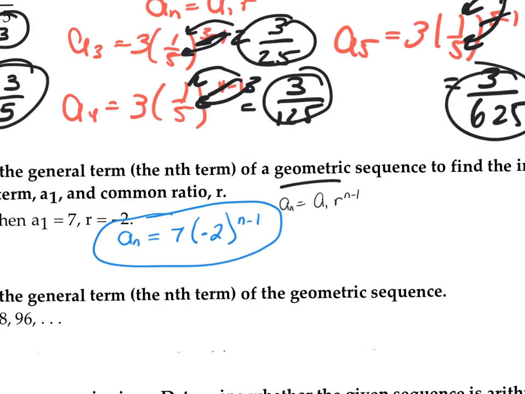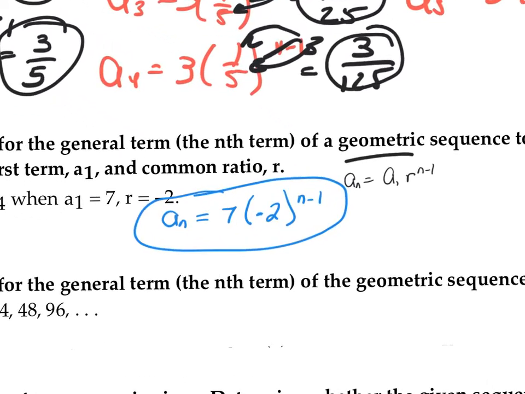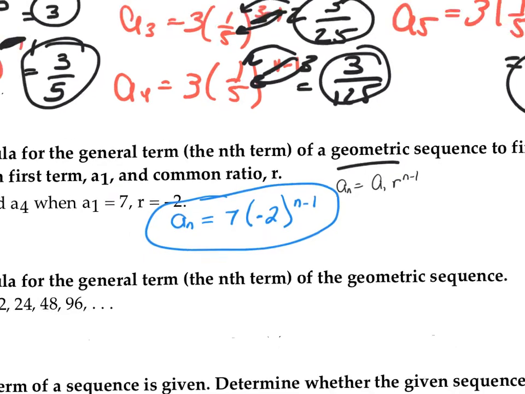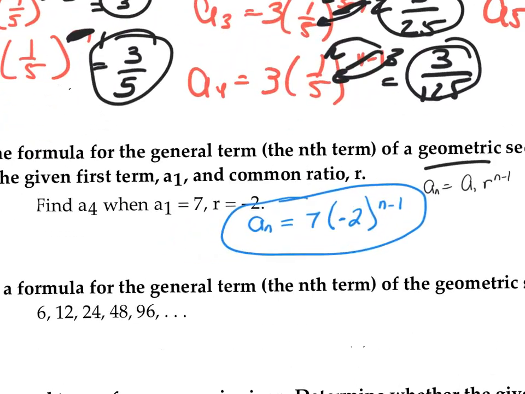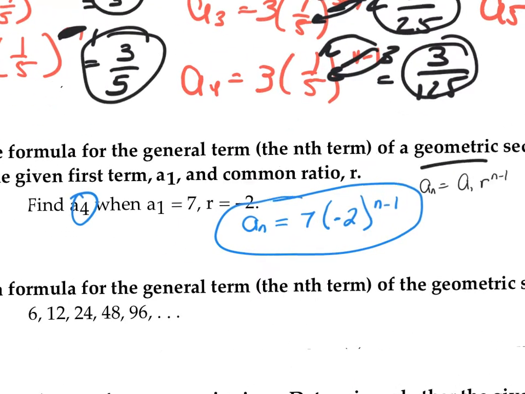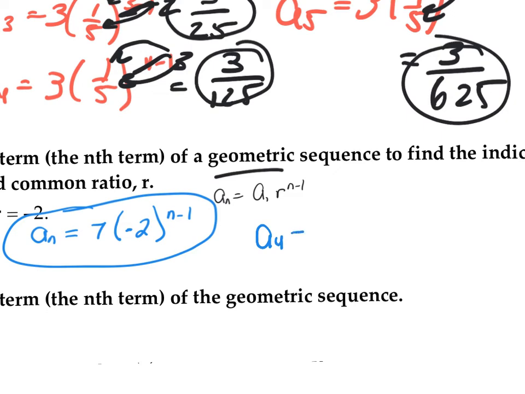That's you guys showing me. If you say to me, okay, I got to show a little bit of work, I need to write that down. Show me something, right? And then it says I want to find which term? The 4th term. So all you got to do is just say a sub 4 equals 7 times -2 to the 4 minus 1. That's all I need to see.